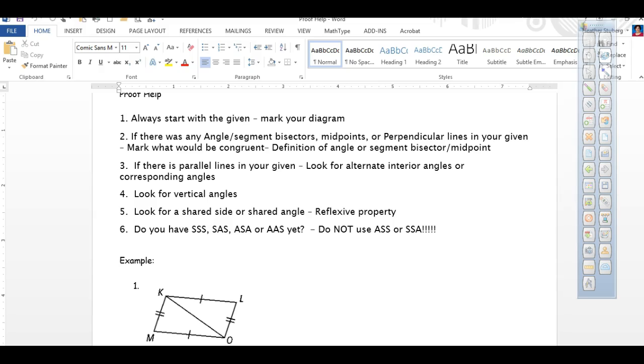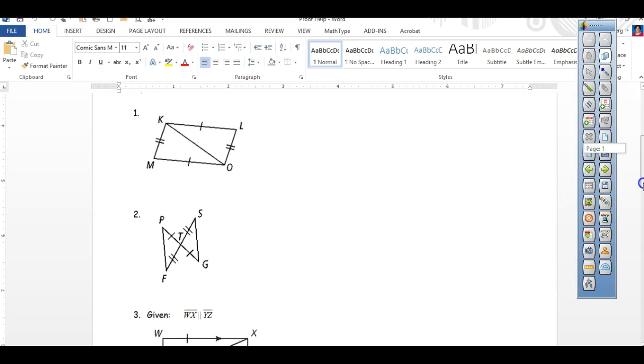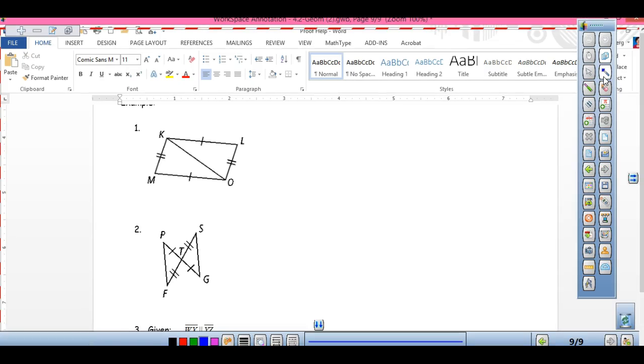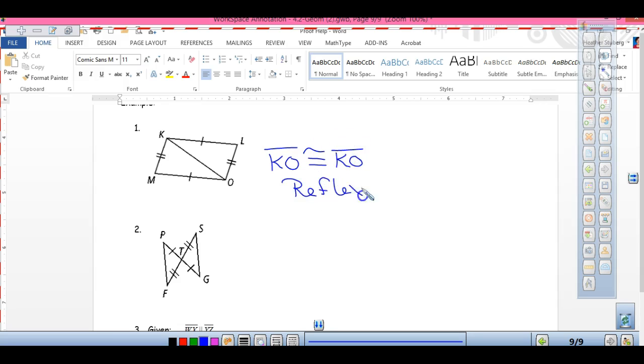Okay, so if you look at example 1, you have a what? You have a shared side. So in this case, if you have a picture that looks like this, you have that shared side, and you know that you're going to use the reflexive property. So you can kind of compare some of your proofs with these, and when you're looking for that missing information, this is what some of them are going to look like.